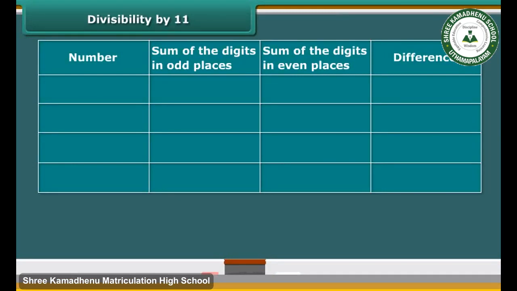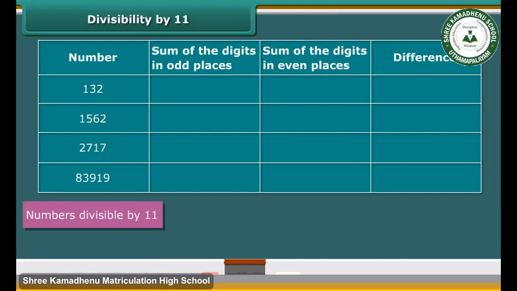Consider the numbers 132, 1562, 2717 and 83,919. All these numbers are divisible by 11, as can be checked by direct division method.